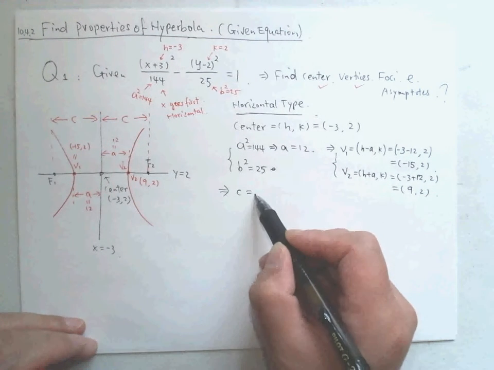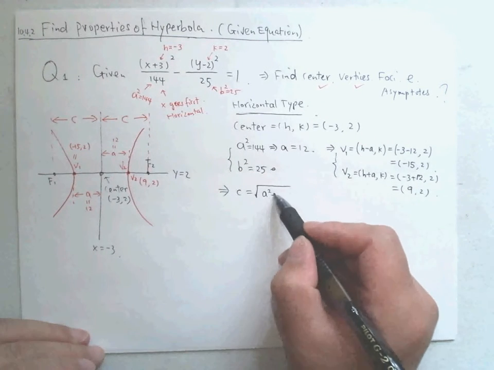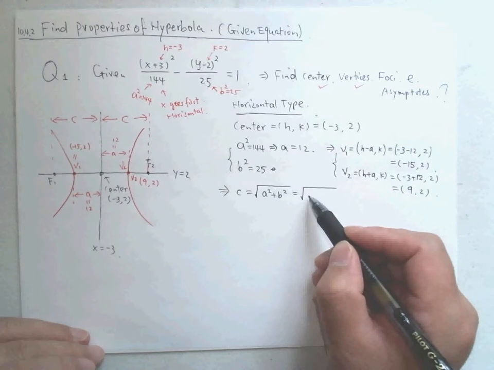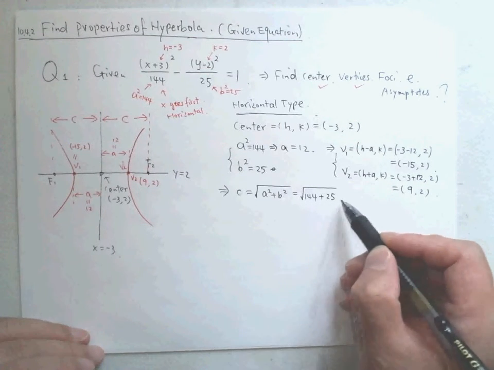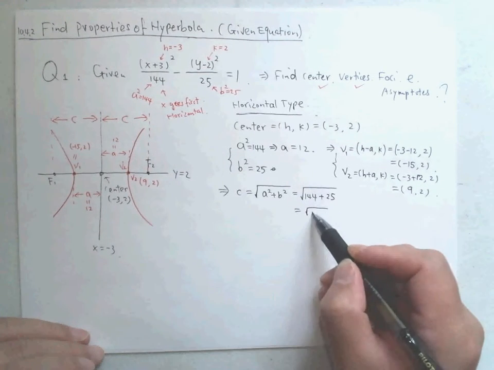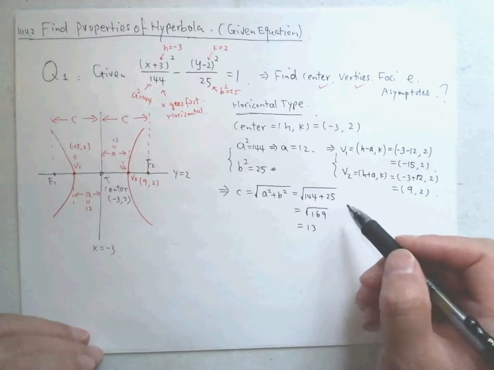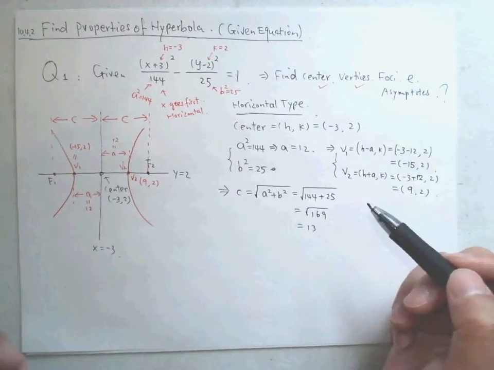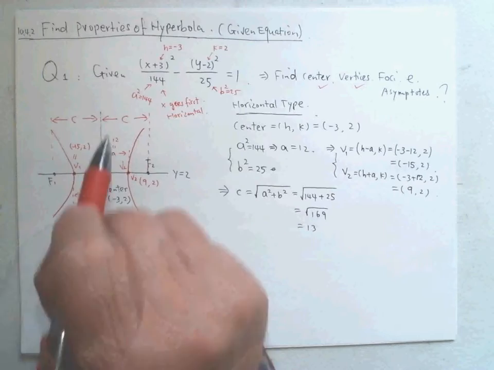C equals what? C equals the square root, since C is the longest, of A square plus B square. Do the calculation. A is 12, so A square is 144. B square is 25. C equals the square root of 169, so it equals 13. So B is 5, A is 12, and C is 13. That's a famous right triangle. So C equals 13.